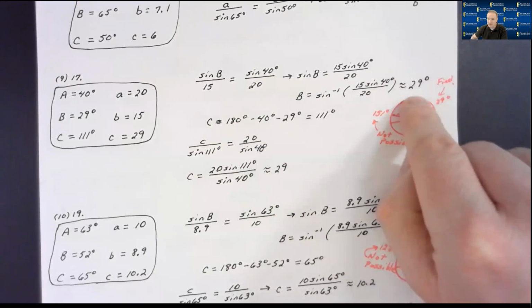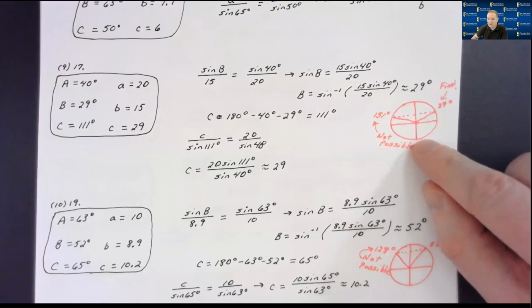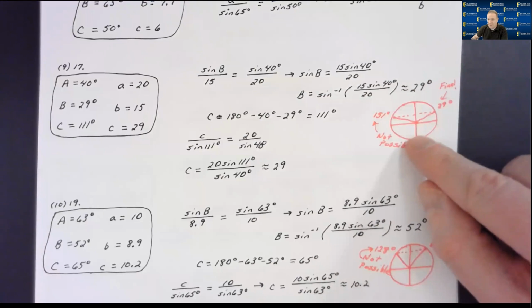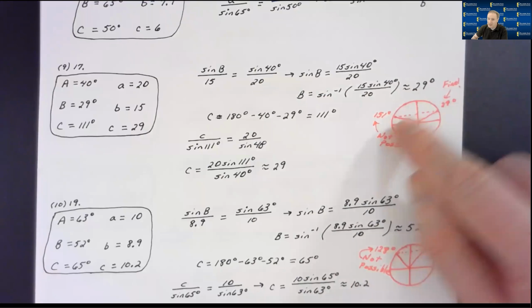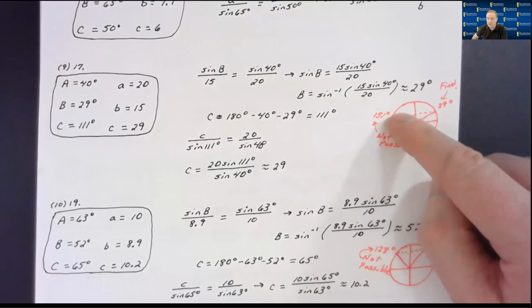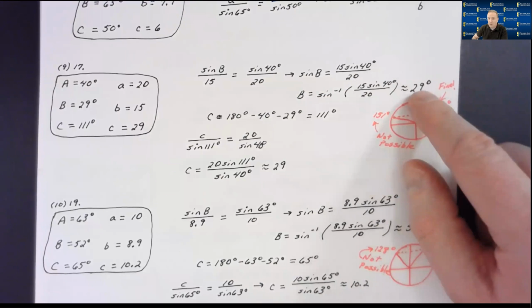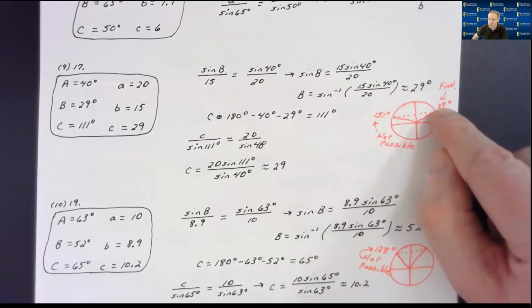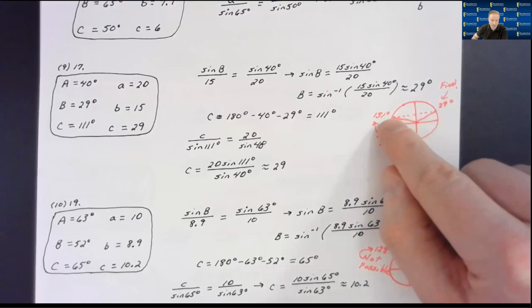But I need you to remember, the problem with trying to do inverse sine on your calculator is it's only ever going to give you an answer between negative 90 degrees and 90 degrees. It's not capable of giving you an obtuse answer. So you have to understand that when it tells you 29 degrees, there's another angle with that exact same value over here at 151 degrees.